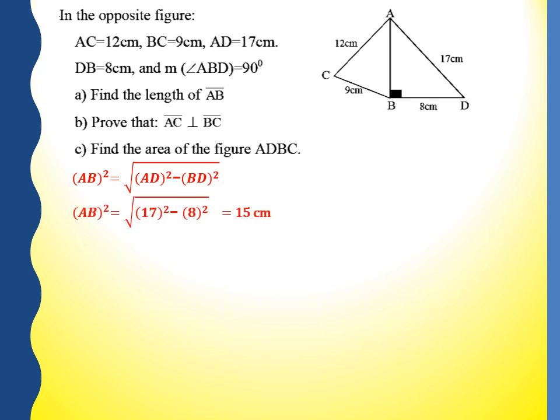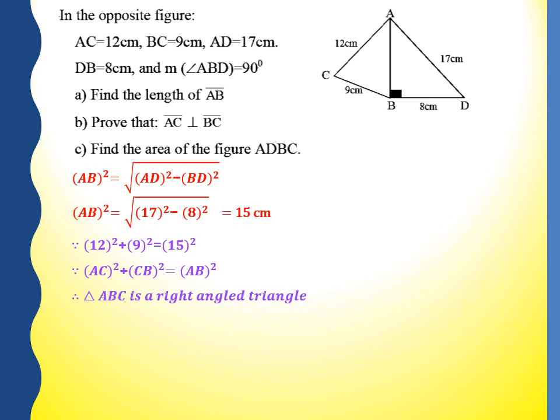B, I need to prove that AC is perpendicular to BC. Then I need to prove that this triangle is a right angle triangle while AB is the hypotenuse. Then let's try that 12 square plus 9 square equals 15 square. Then 15 is the hypotenuse of the right angle triangle and AC is perpendicular to BC.